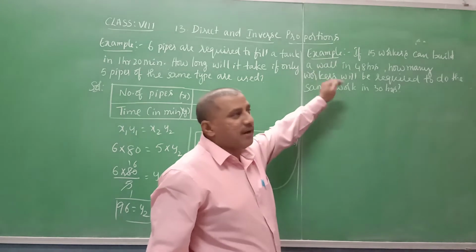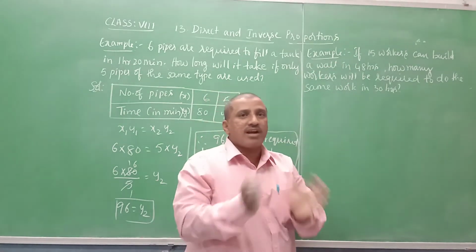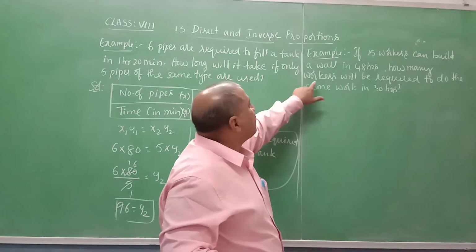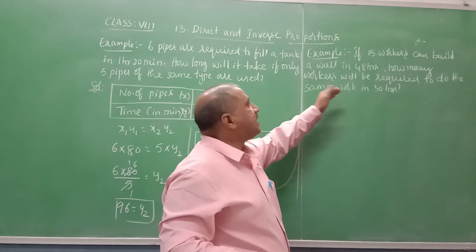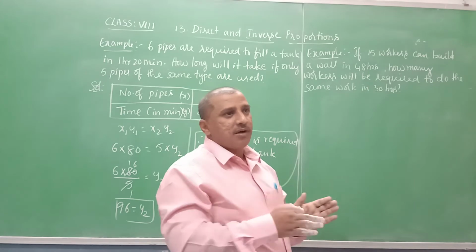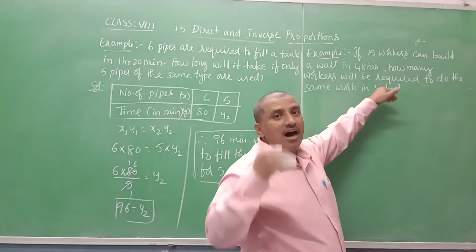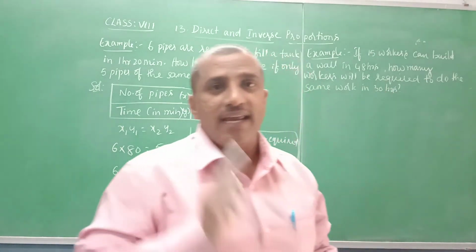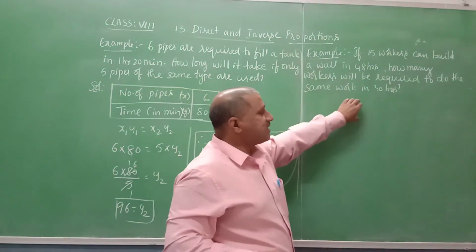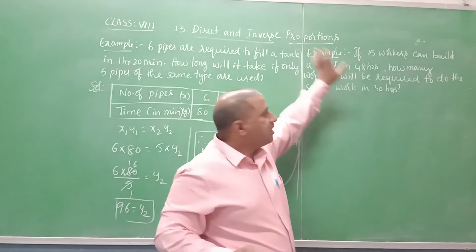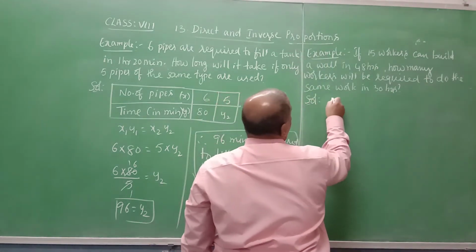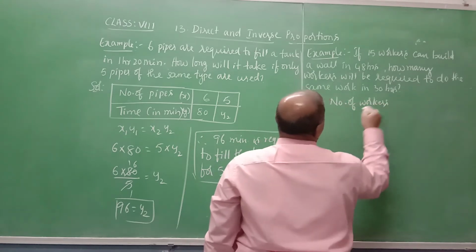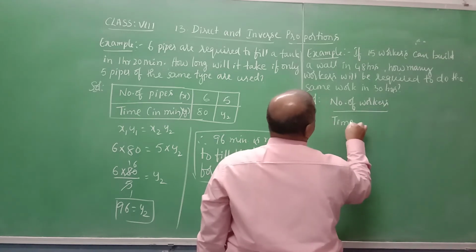If 15 workers can build a wall in 48 hours, that is 2 days, how many workers will be required to do the same work in 30 hours? The contractor wanted to complete that work early, in a short time, 30 hours. So will he require more workers or less workers? Yes, he requires more workers. It is an inverse proportion. So what is the table? Number of workers and time required to do the work in hours.